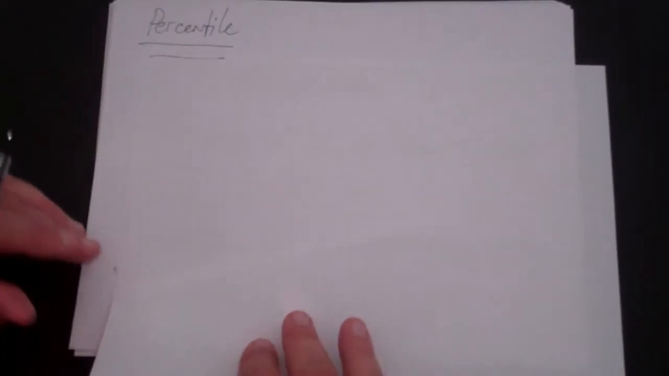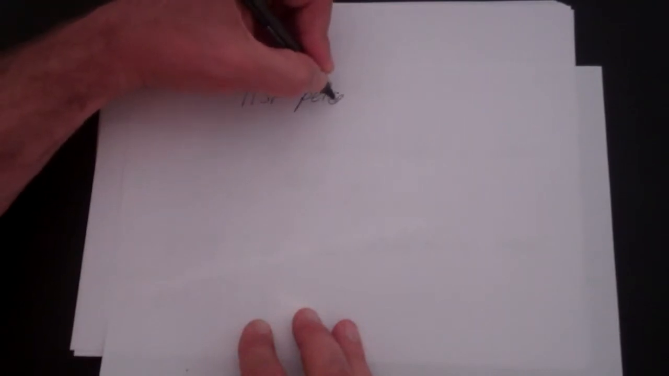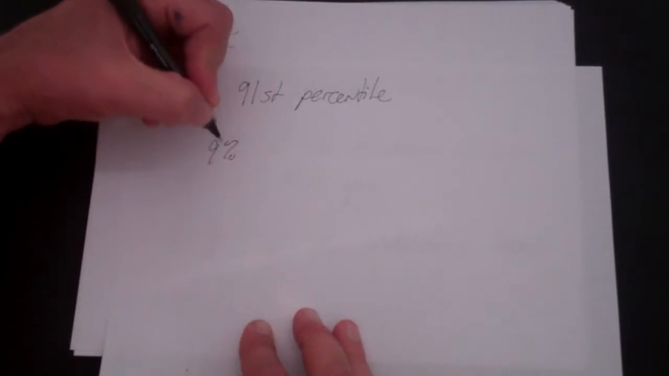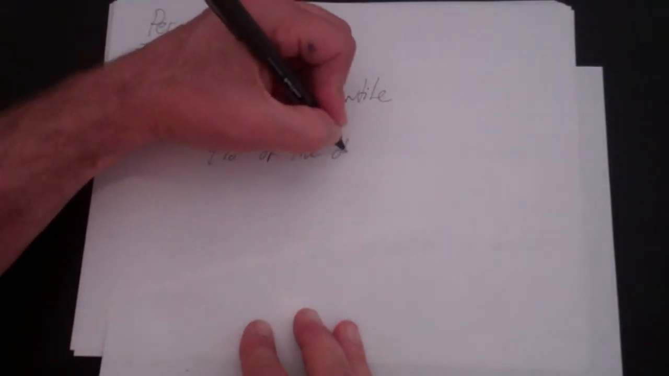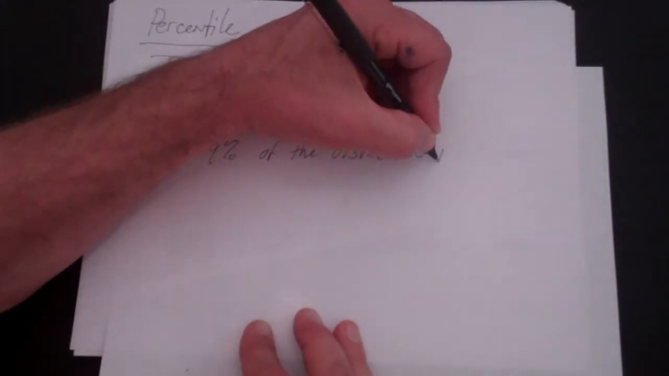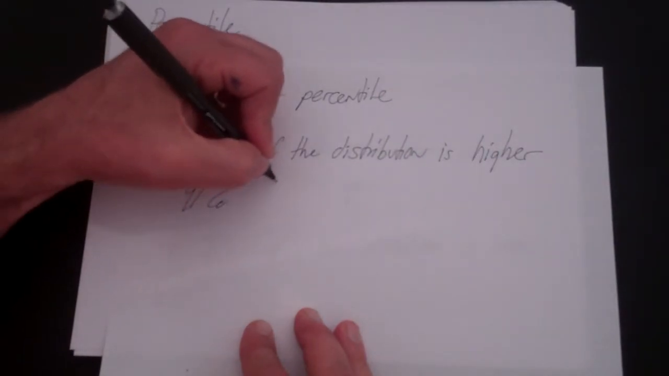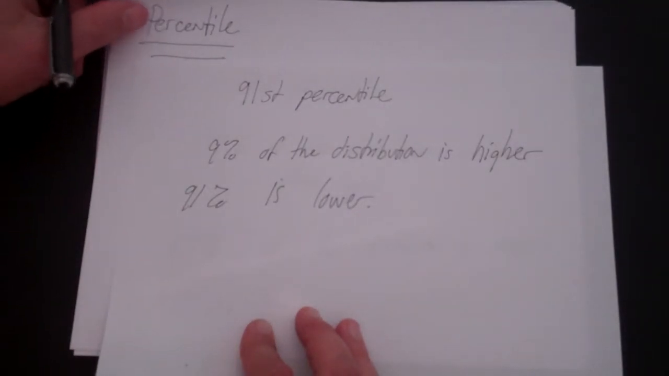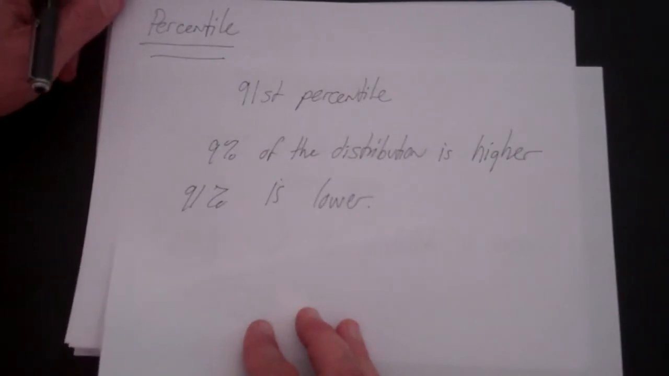Let's do another example. Let's do a real positive example. If you're in the 91st percentile, that means that 9% of the population or the sample, so 9% of the distribution, is higher than you, and 91% is lower. And a lot of standardized tests, or for that matter, measures of how good a college or a school is, are done in percentiles.